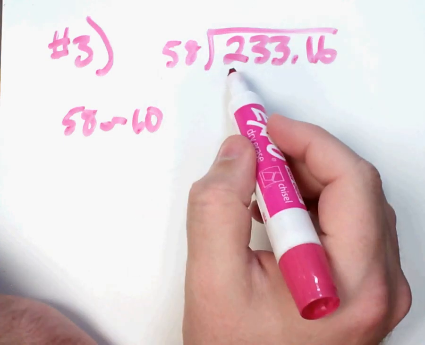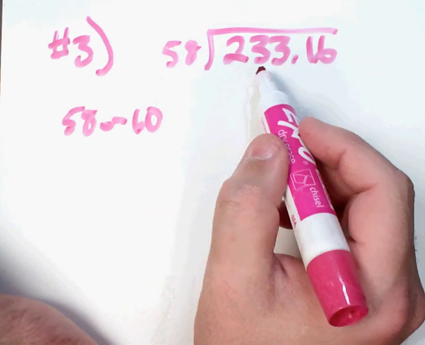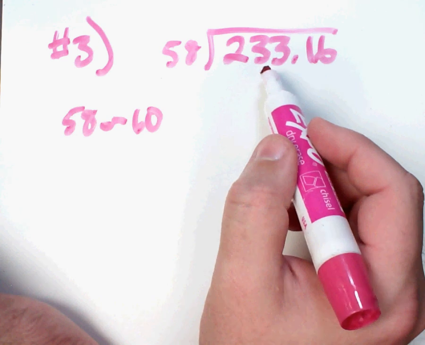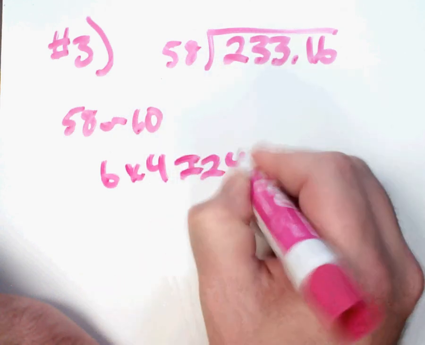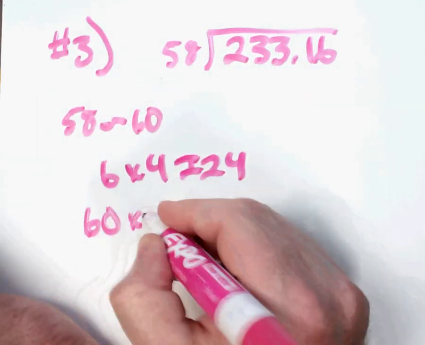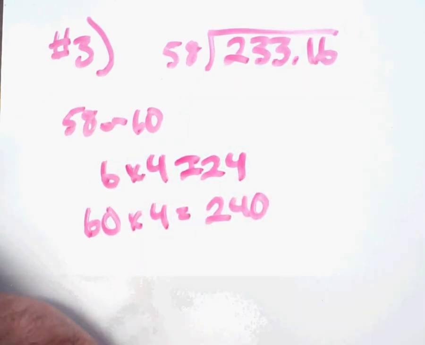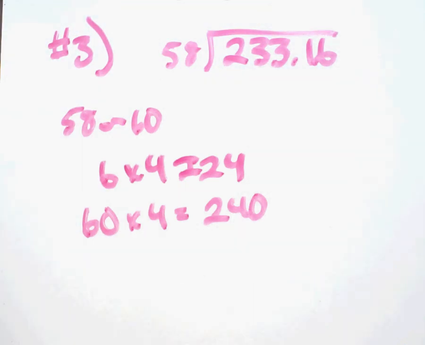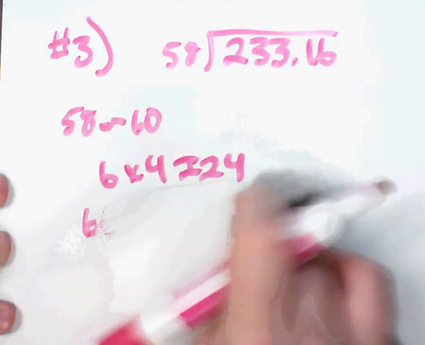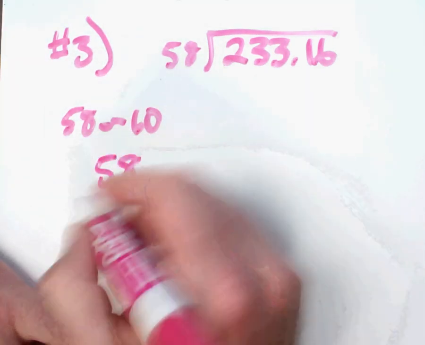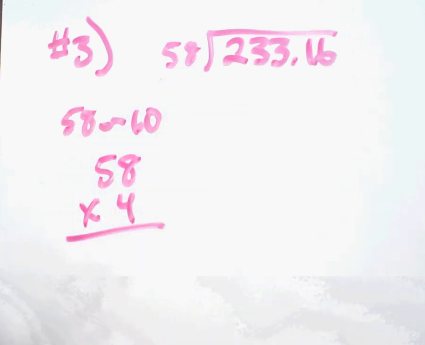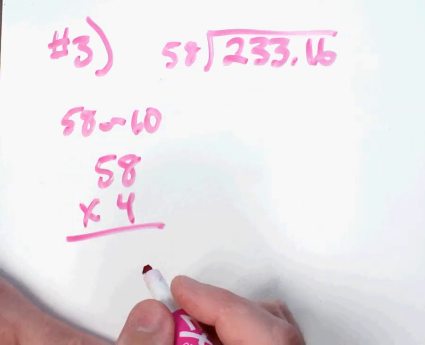All right, so 60 into 2, no. 60 into 23, no. 60 into 233, yes, and here's what we have to think: we know that 6 times 4 is 24. So 60 times 4 would be 240. So that's pretty close. That's close enough. So I'm going to go ahead and do 58 times 4. And I may be over. It's going to be pretty close, and I may be over. And if I'm over, that's okay. But I'm afraid that if I do it times 3, it's not going to be enough.